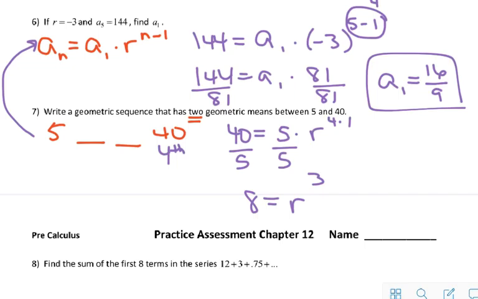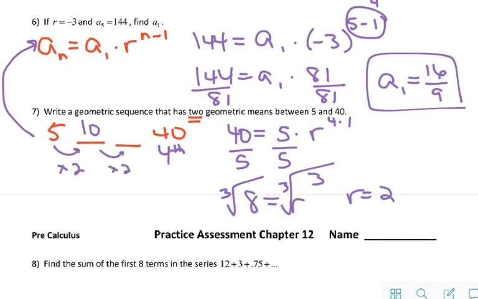And then you get rid of the 3rd power by cube rooting both sides. Remember, the cube root function is under the math menu on your calculator. And you find out that r is 2. Now we know that the common ratio is 2. That's the number we're going to multiply by. So multiply by 2, you get 10. Multiply by 2, you get 20. And if you multiply by 2 again, you're going to get 40.